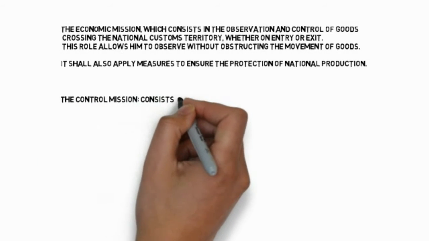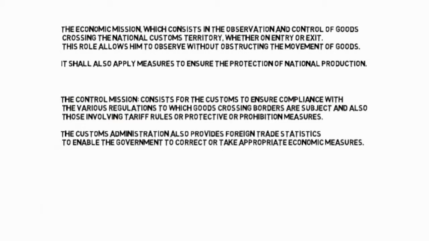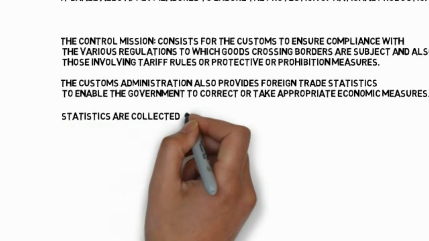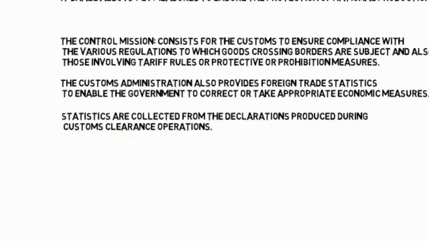The control mission consists for the customs to ensure compliance with the various regulations to which goods crossing borders are subject, and also those involving tariff rules or protective or prohibition measures. The Customs Administration also provides foreign trade statistics to enable the government to correct or take appropriate economic measures. Statistics are collected from the declarations produced during customs clearance operations.